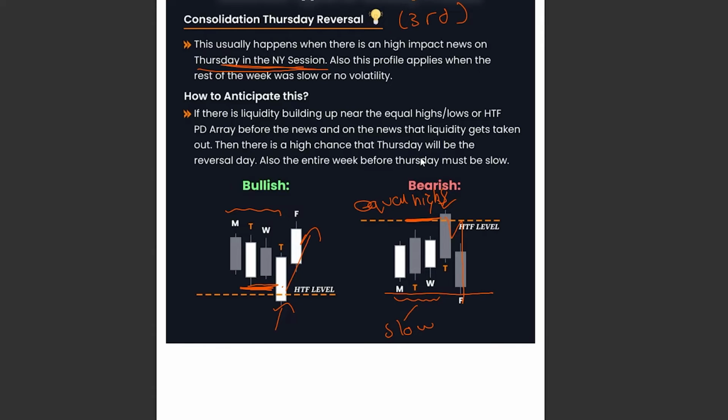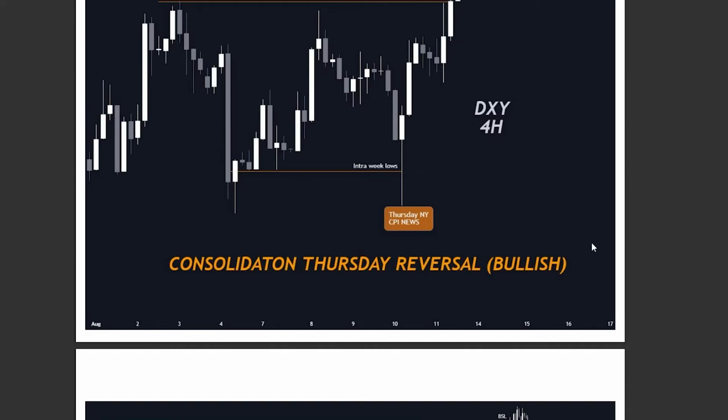Now let's move on to a real-time example. Now here you can see this is an example of a consolidation Thursday reversal pattern, and this is in a bullish case. What do we have on the chart? This is a Dixie 4-hour chart.